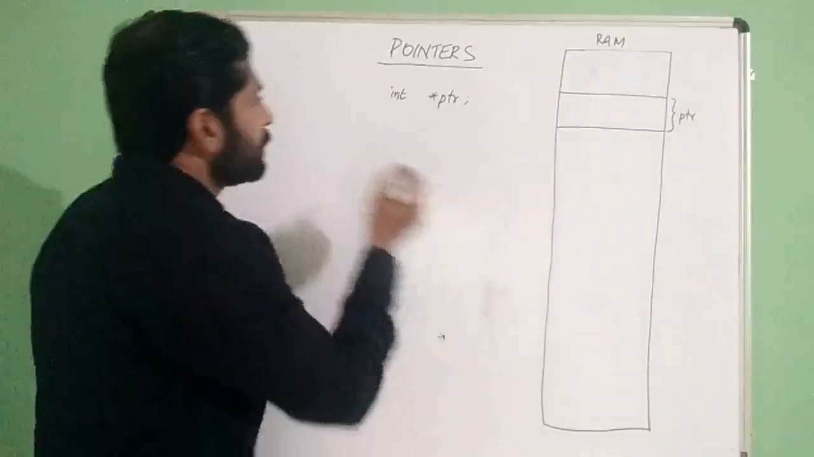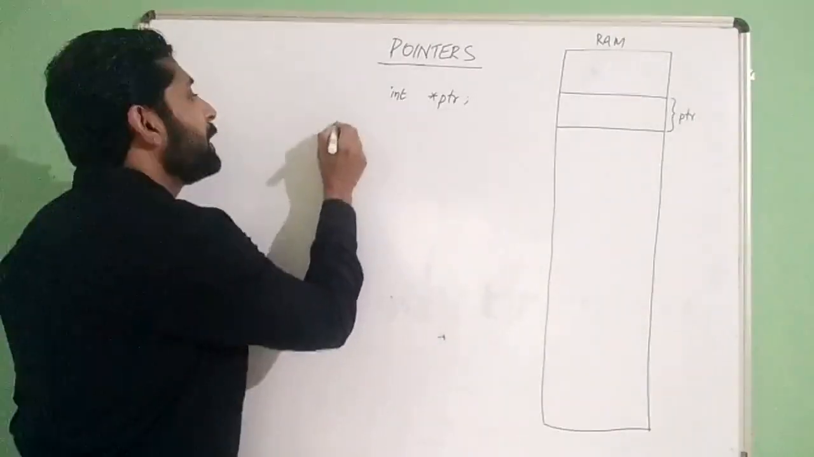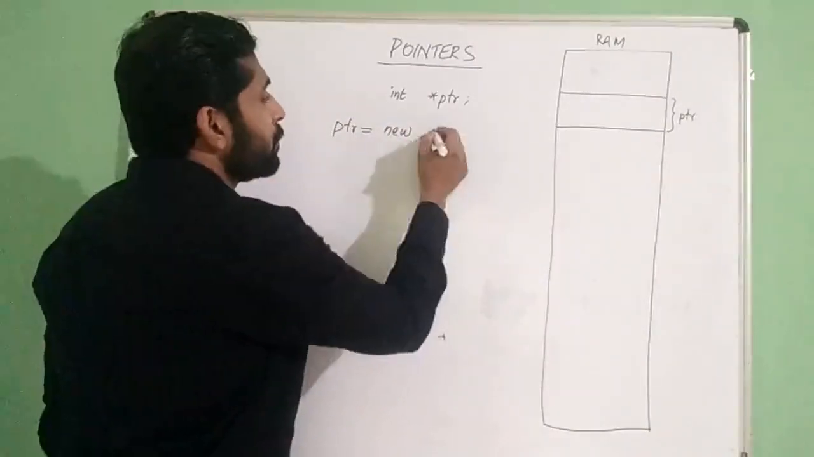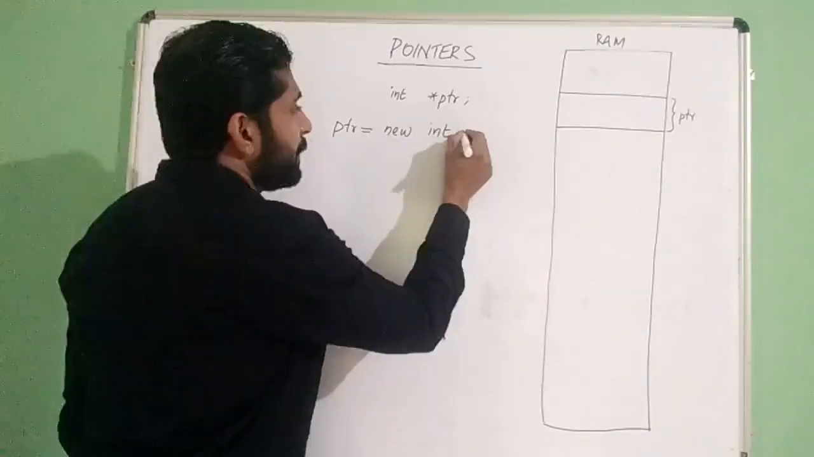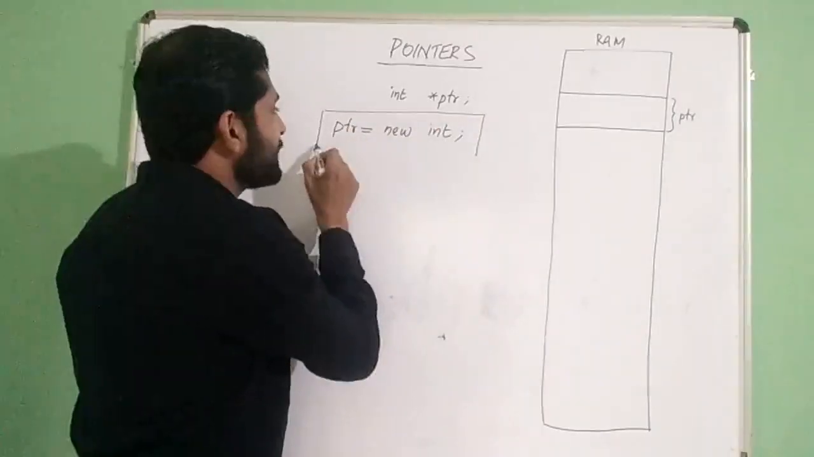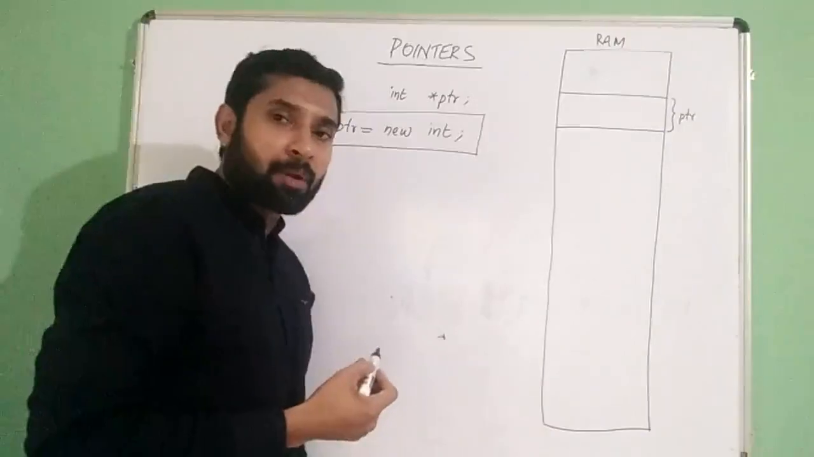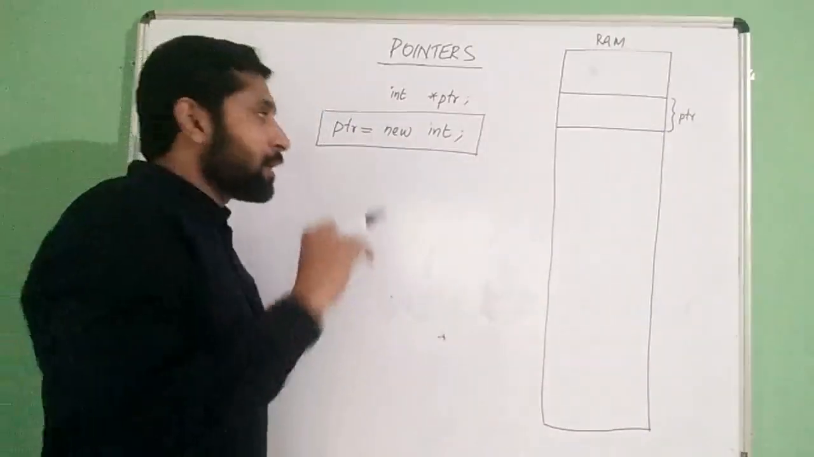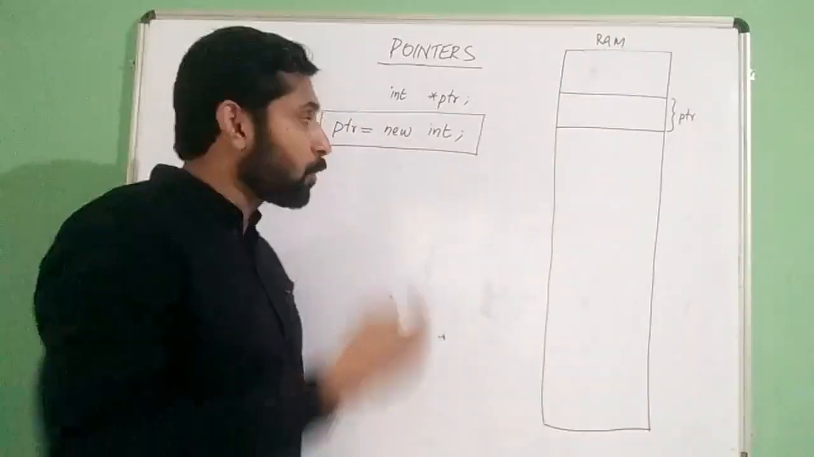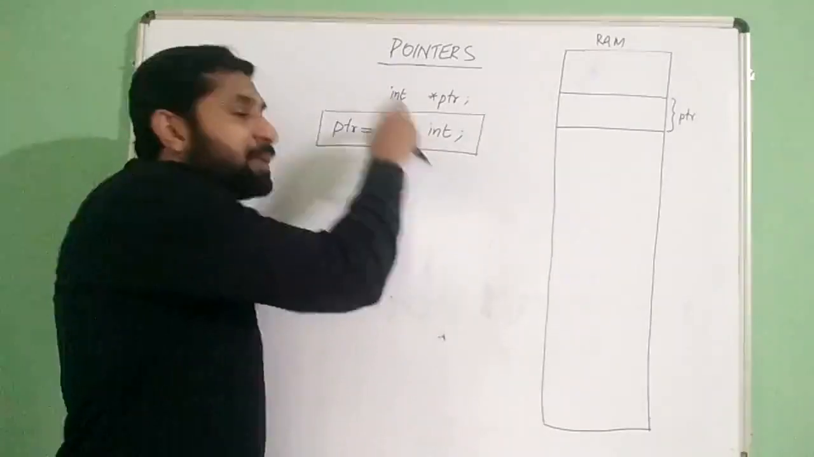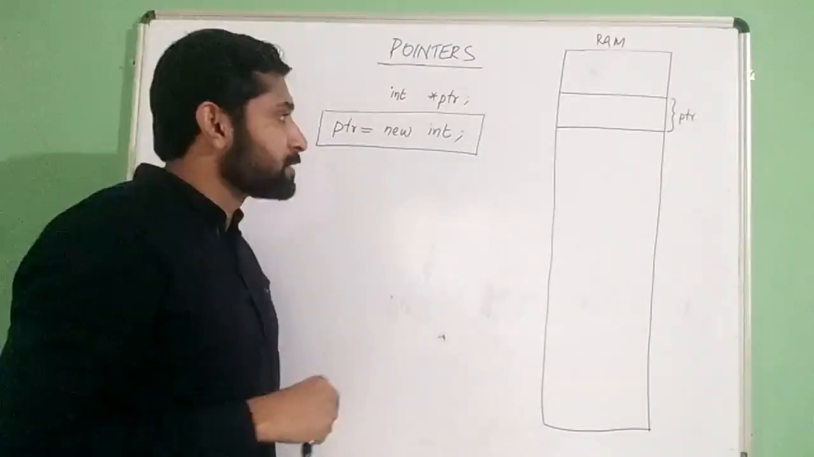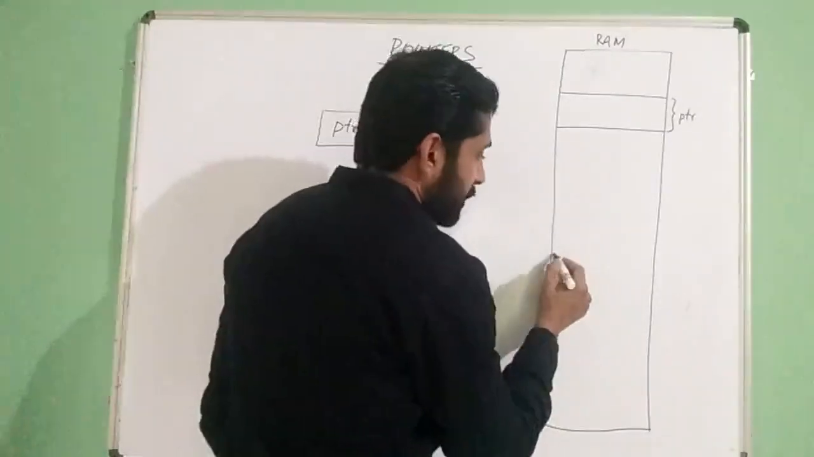Now, we are writing a statement like this: ptr equal to new int. This is the statement for dynamic memory allocation. By this statement, we are going to reserve memory during execution time, during program execution. This is of type integer, so the system will reserve 4 bytes. So the memory allocation will be something like this.